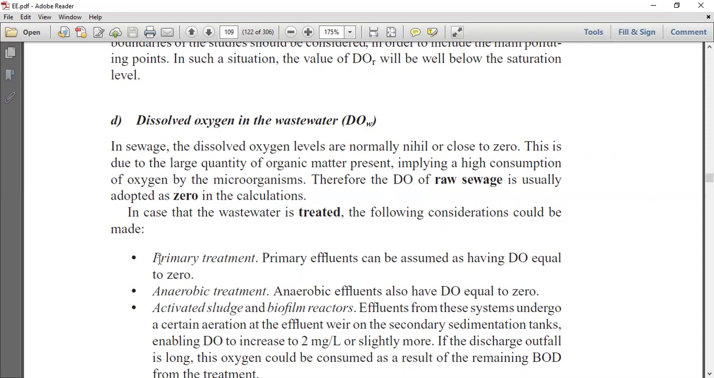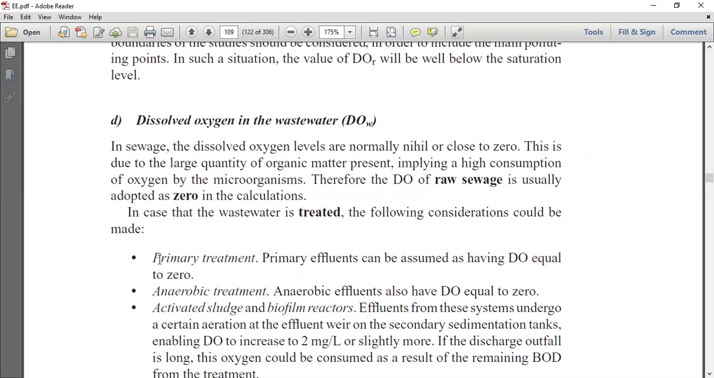In case the wastewater is treated, the following considerations could be made. The first is primary treatment. Primary effluents can be assumed as having DO equal to zero. Anaerobic treatment. Anaerobic effluent also has a DO equal to zero. Activated sludge and biofilm reactor.